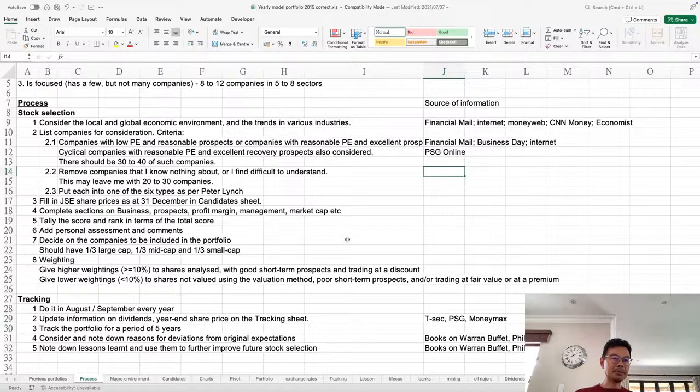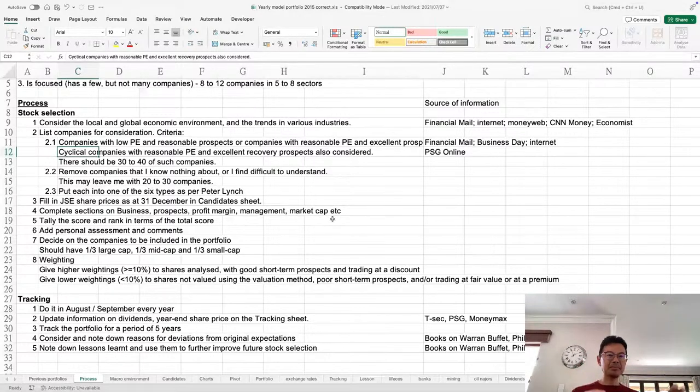Number 2 is to list companies for consideration, and these are my criteria. The first one is companies with low PE and reasonable prospects, or companies with reasonable PE and excellent prospects. The second one is cyclical companies with reasonable PE and excellent recovery prospects. So we can have a company which may not be the best company, but it's a cyclical company with reasonable PE, and we know that going forward there are excellent recovery prospects. Then that will be considered. There should be 30 to 40 of such companies that we consider.